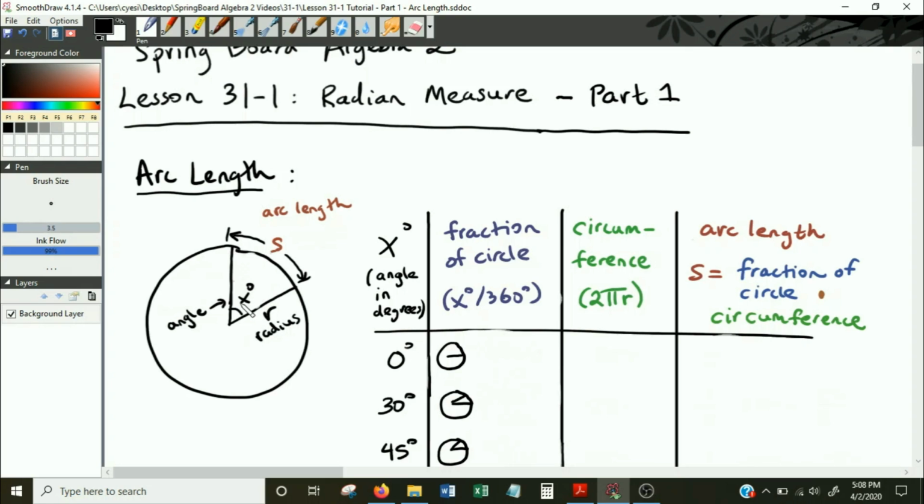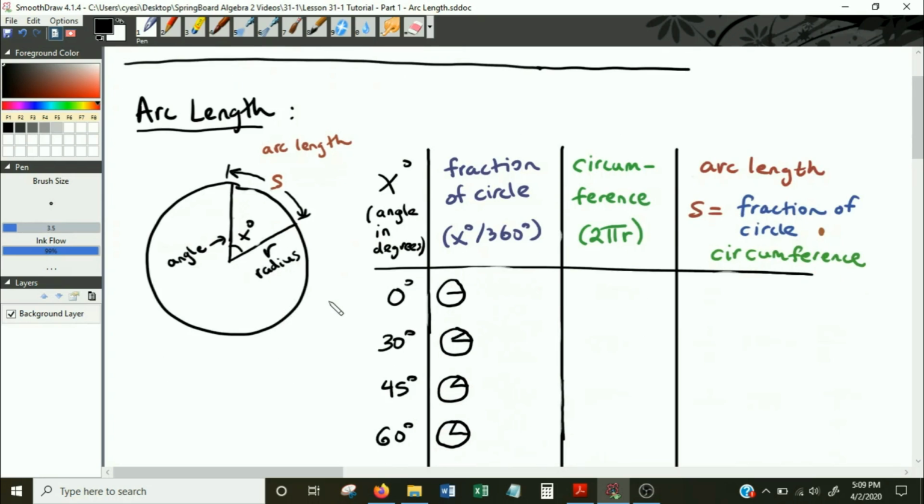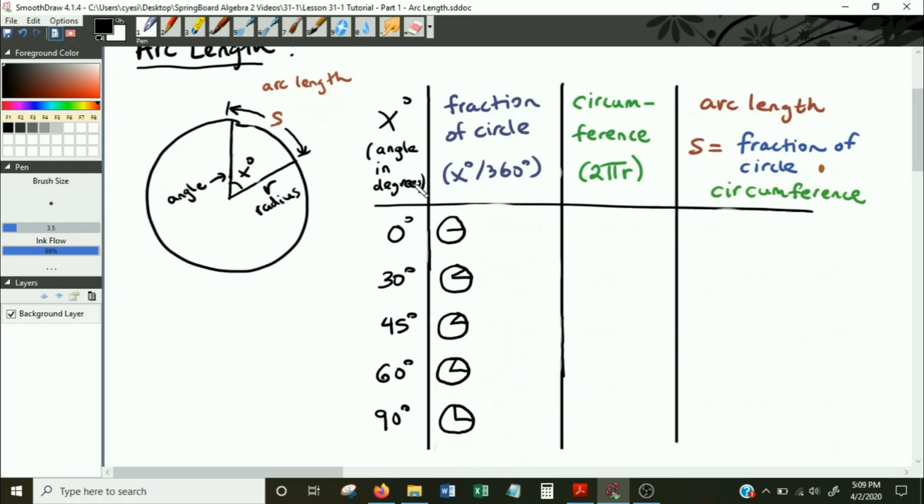And what we're going to do is calculate the arc length s for different values of x degrees. We'll just leave r as r for a general radius. So what I did is I made a table. We're going to calculate it for 0 degrees, 30 degrees, 45 degrees, 60 degrees, and also 90 degrees. And you can see in each of those, in the fraction area, I drew some pictures of what the arc would look like.